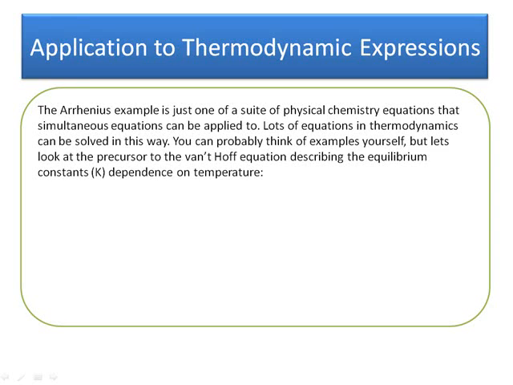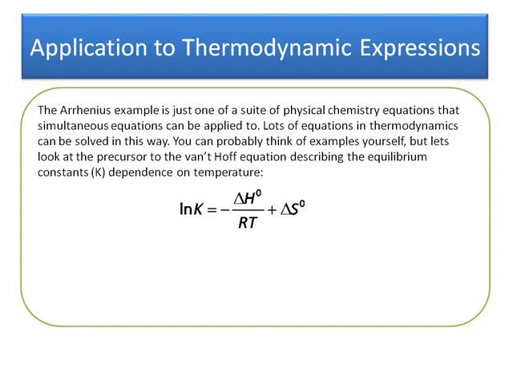Okay, so the Arrhenius example is really just a suite of physical chemistry equations where simultaneous equations can be applied to. And there are lots of equations. You can probably think of some yourself. But as another example, I'm going to look at the Van 't Hoff equation, or the Van 't Hoff isochore, describing the equilibrium constant K's dependence on temperature.